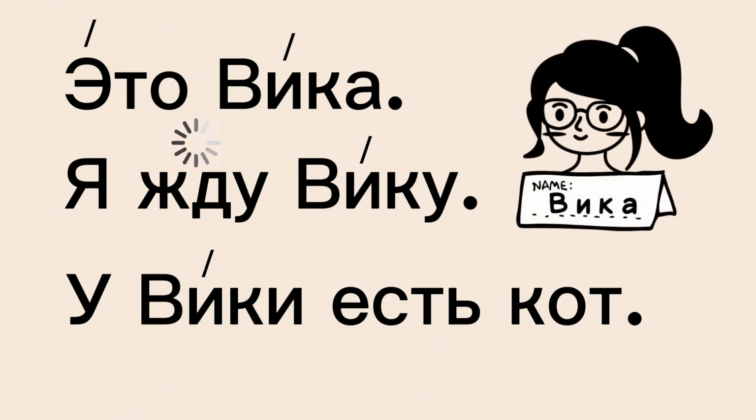See? Same name, different forms. Вика, Вику, у Вики. And that's what we call cases. That's how Russian works. In English, words don't change much. But in Russian, they do. But don't worry, you don't need to memorize everything, and definitely not all cases at once. You just need to understand one idea. In Russian, the same word can look different. Just start noticing patterns. Don't think about rules. Just follow the pattern. Now, let's look again.